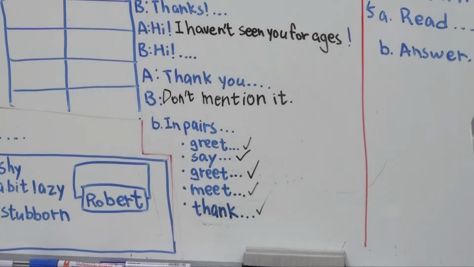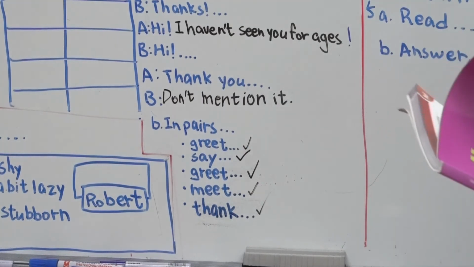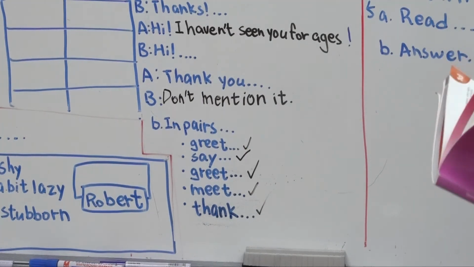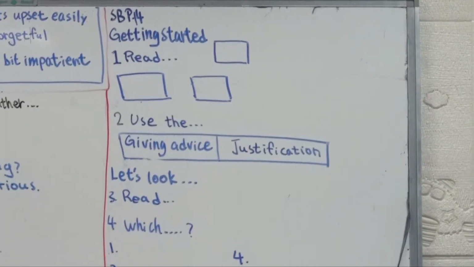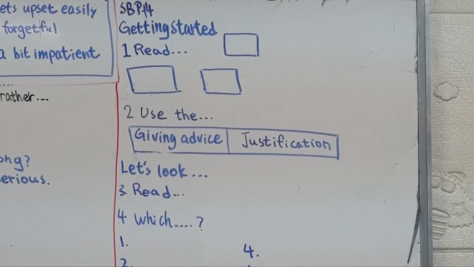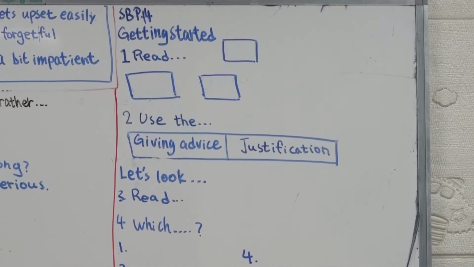Please practice your oral English at home. You may look at this table. It's going to help you a lot. There's one more table on the next page, don't worry. Let's have a look at the next page, page number 14, Getting Started. Writing an informal letter giving advice.